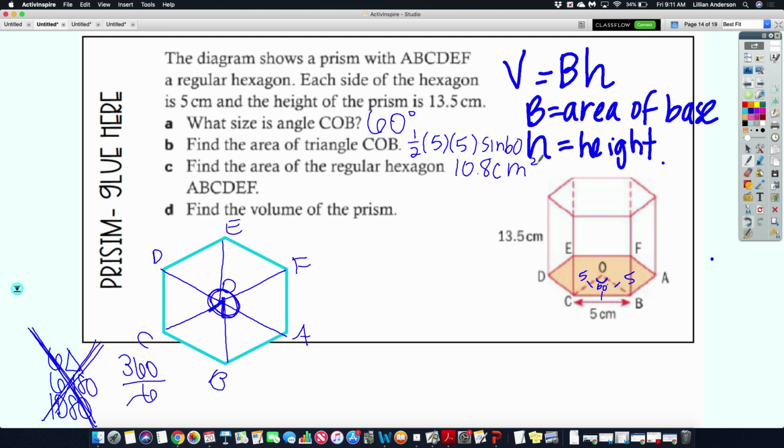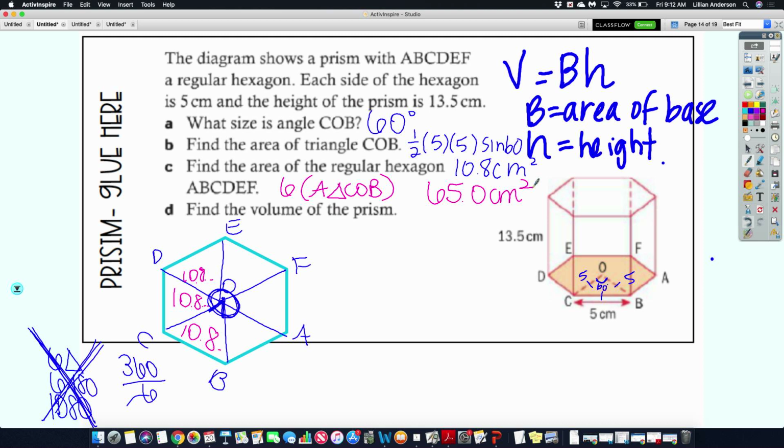Now we have to find the area of the regular hexagon. How can I do that? Yep, because I have all the same triangles, and there are 6 of them. So I can just multiply the area of triangle COB by 6, preferably not the rounded answer. Use the non-rounded decimal, correct? Okay.